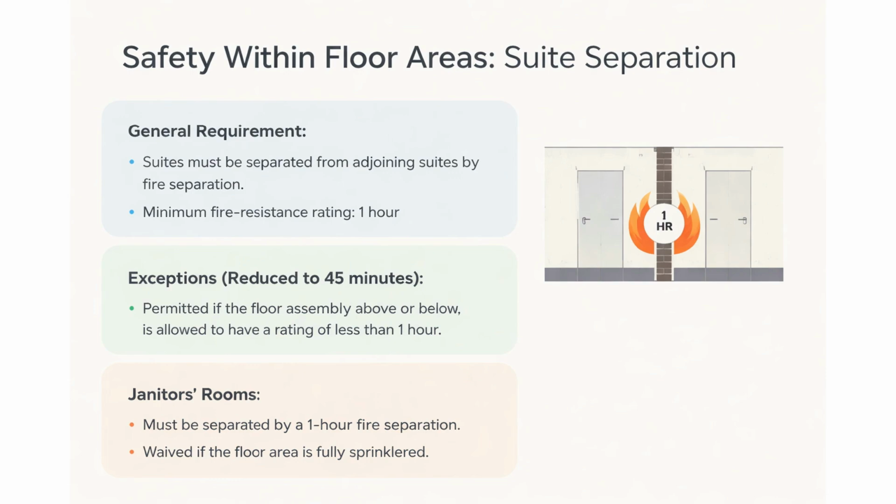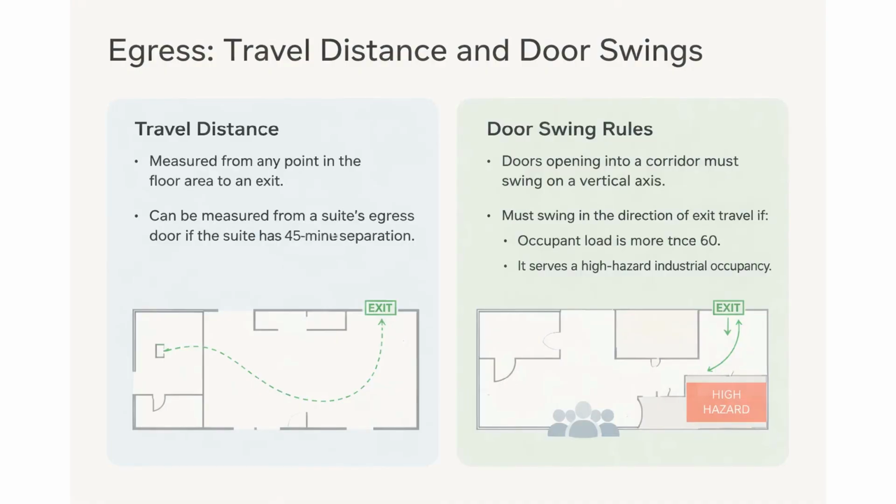When it comes to getting people out safely, travel distance and door swings are critical. Travel distance is measured along the actual path of travel to an exit. If a suite is properly fire separated, you can start measuring from the suite's door, rather than deep inside the room. As for doors opening into corridors, they must swing on a vertical axis. Crucially, if a room holds more than 60 people or contains a high-hazard industrial occupancy, the door must swing outward in the direction of exit travel to prevent crowd crush.